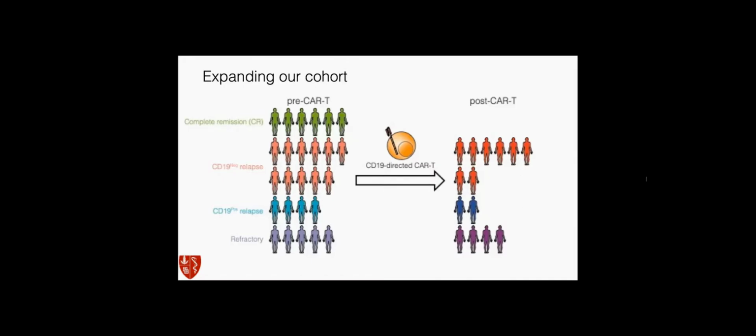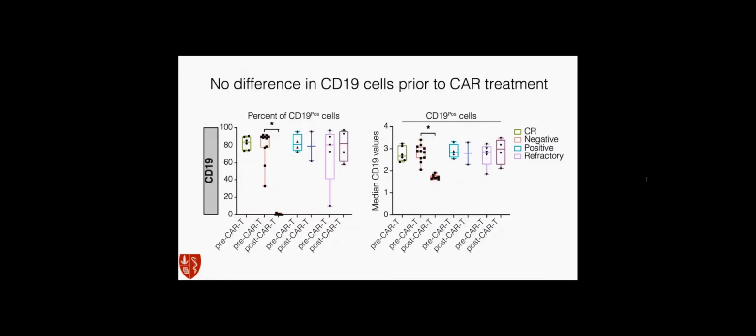And here then we were able to look at patients who had complete remission after their CAR, patients who suffered a CD19 negative relapse, and for those patients we had 8 paired post-CAR relapse samples. We had a smaller group of patients who suffered a CD19 positive relapse, and for those we had 2 post-relapse samples. And then finally, we had 5 patients who received a 19-directed CAR but never had any response, and so were termed refractory. And for these, we had also some paired samples.